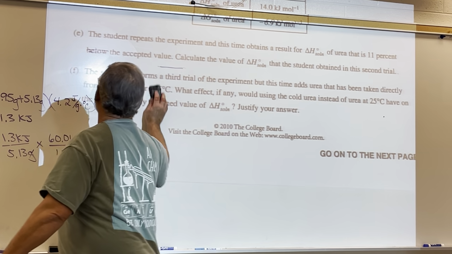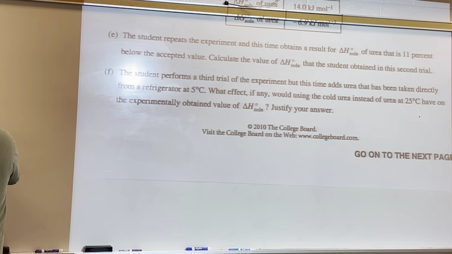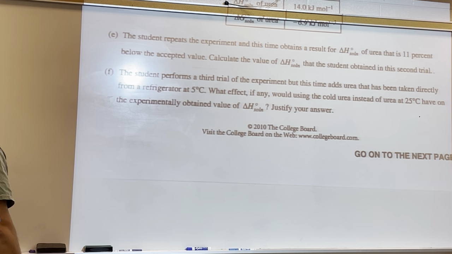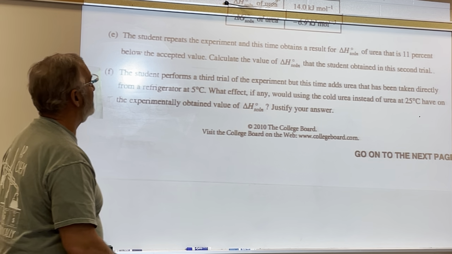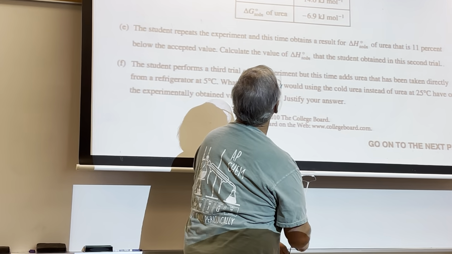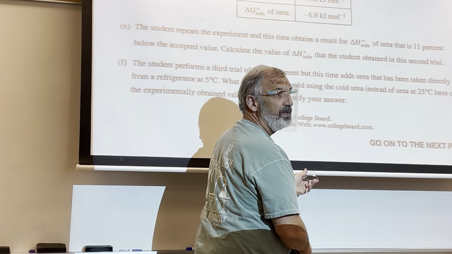E is nothing more than a math question. The student repeats the experiment. This time the delta H is 11% below the accepted value. Okay? And they give you a field. The delta H, the accepted value is 14.